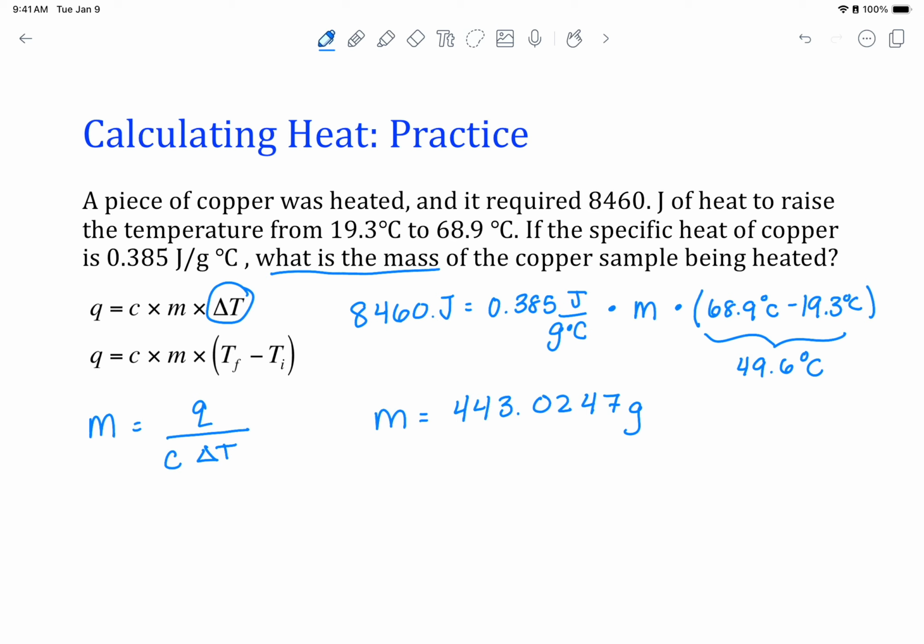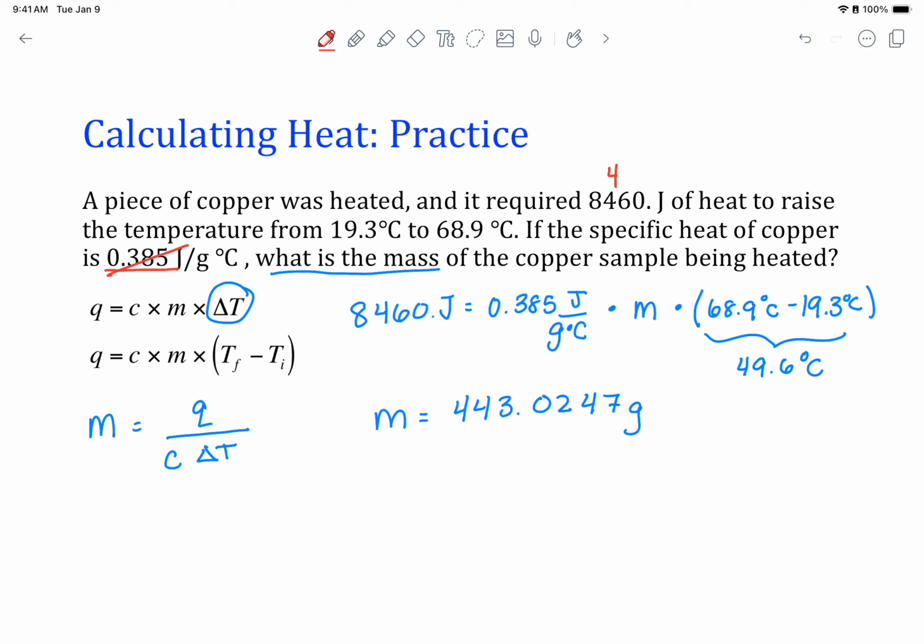So we're not done yet. We have to look at our sig figs. I'm just going to highlight our sig figs in red here. We have 4 sig figs from that 8,460. Since this is a constant, it is for that specific element, it does not contribute to sig figs, so we don't use that for sig figs.